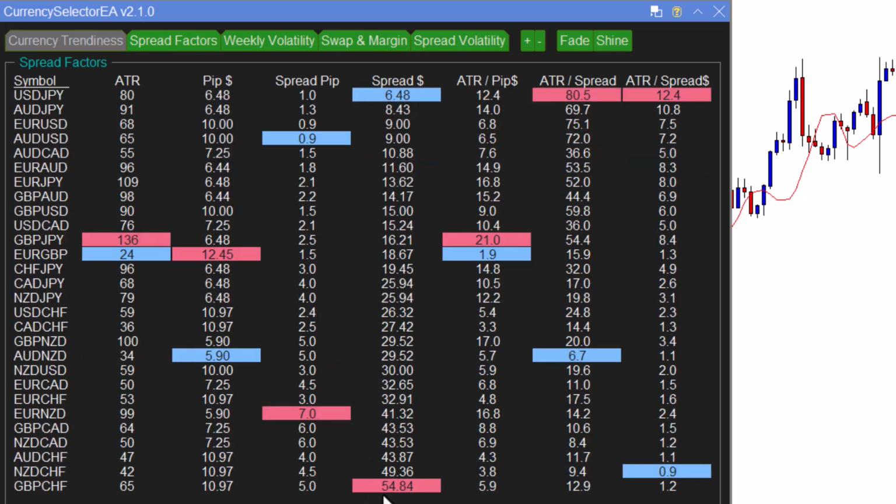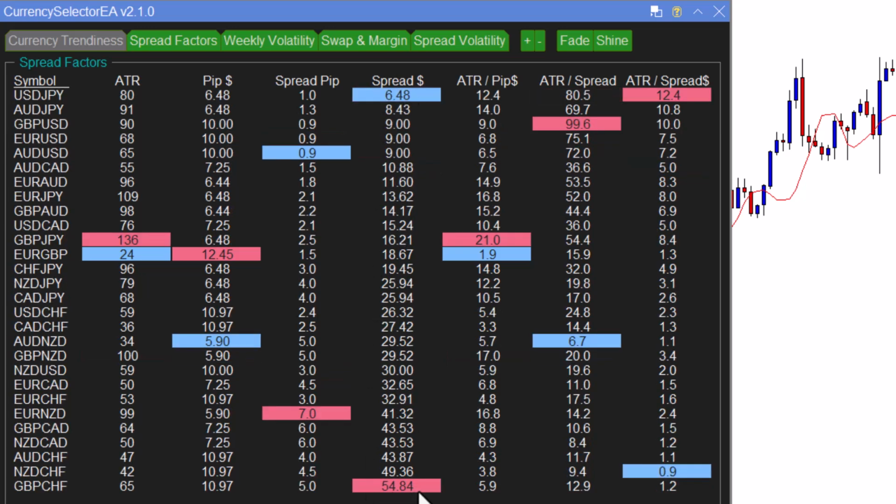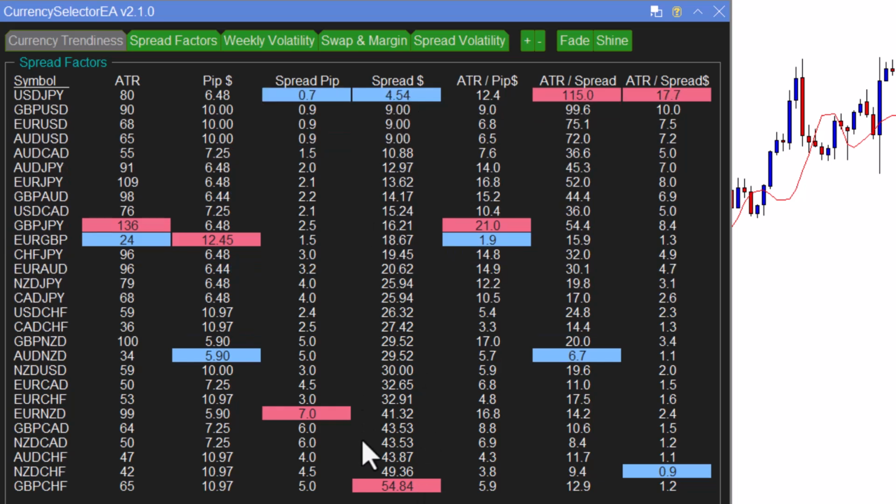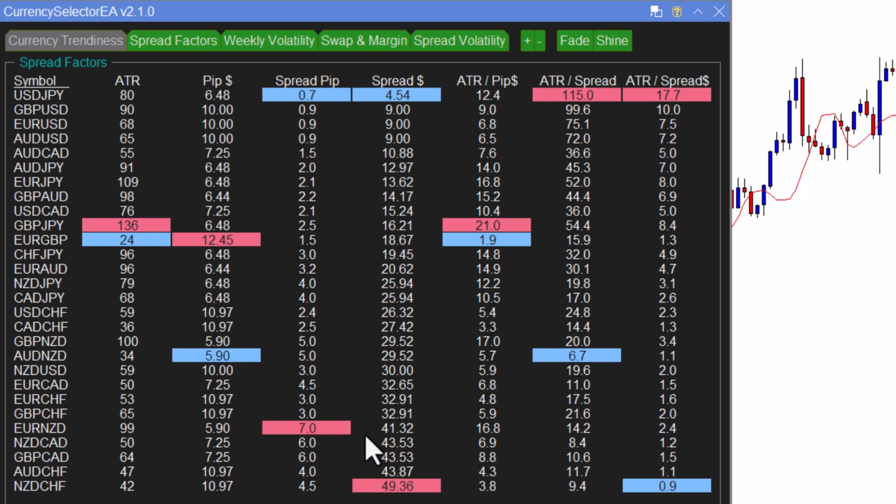Again, you can sort this. You can see which is the most expensive currency to trade in terms of spreads, which is the cheapest one. It will vary from broker to broker. So this is only for this particular broker. It will vary, and that is why you need these tools.